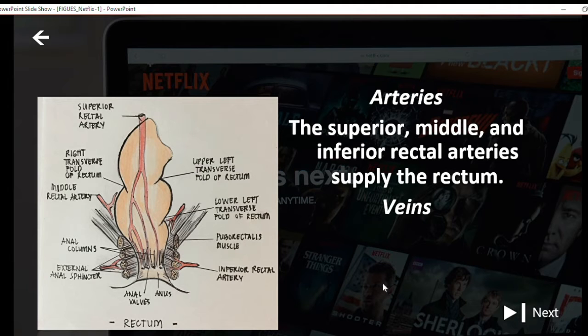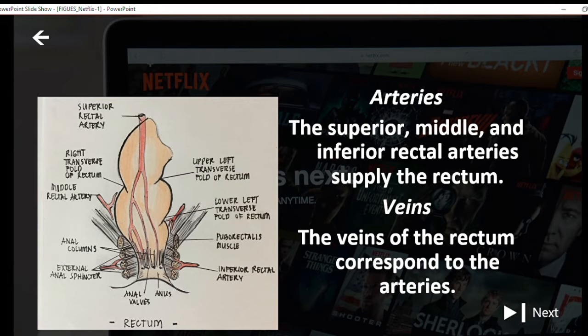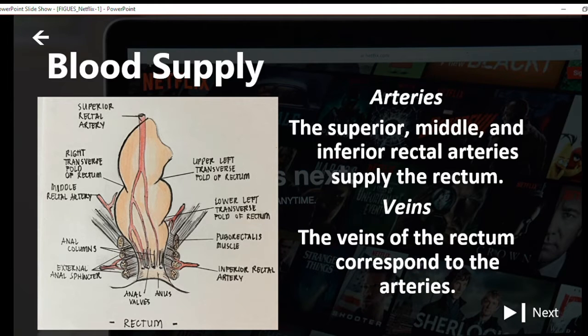Here in this area is the middle rectal artery. It is a small branch of the internal iliac artery and is distributed mainly in the muscular coat. And here is the inferior rectal artery, which is a branch of the internal pudendal artery in the perineum. It anastomoses with the middle rectal artery at the anorectal junction. The veins of the rectum correspond to the arteries.